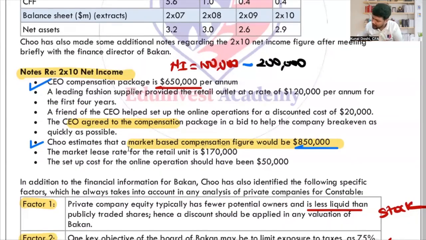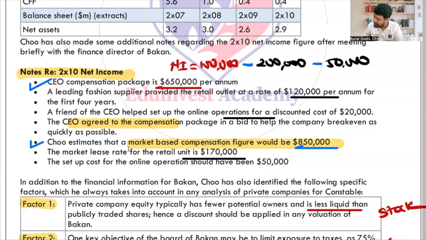Clear? Next, a leading fashion supplier provided the retail outlet at a rate of 120,000 per annum for the first 4 years. A friend of the CEO helped set up the online operation at a discounted cost of 20,000. Correct? Okay. The market lease rate for the retail unit is 170. So guys, you paid 50,000 less, right? If it was not a private company, you would have paid 50,000 more. So I will deduct that as well.